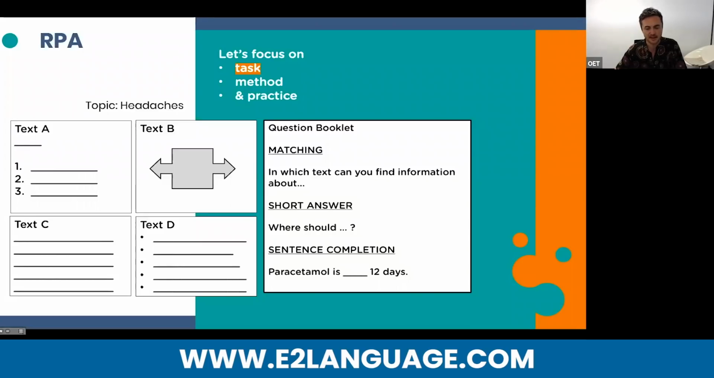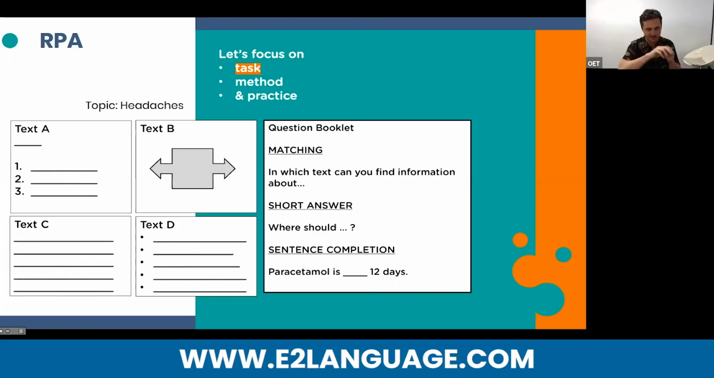Okay, we'll look at this more closely and we'll actually do a bit of an exercise on this. So the first type of question is called matching. And it's going to simply ask you, in which of these texts, A, B, C, or D, can you find information about dosages of medication? And then you're going to go, oh, okay, that was text C, whatever it was. That was talking about dosages.